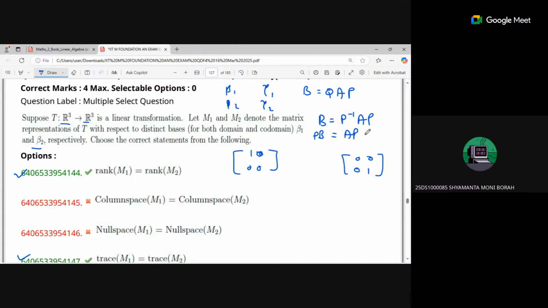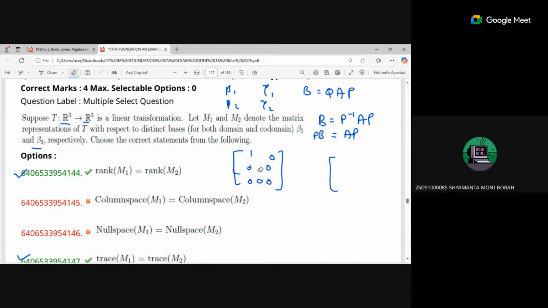Sir, since you told us that these matrices are similar, in the case of similar matrices, won't the column space be R3 only, right, sir? Yeah, in this case. If you want a matrix in R3, let's take it in R3. Suppose this is my matrix, 0, 0, 0, 0, 0, 1. Okay.